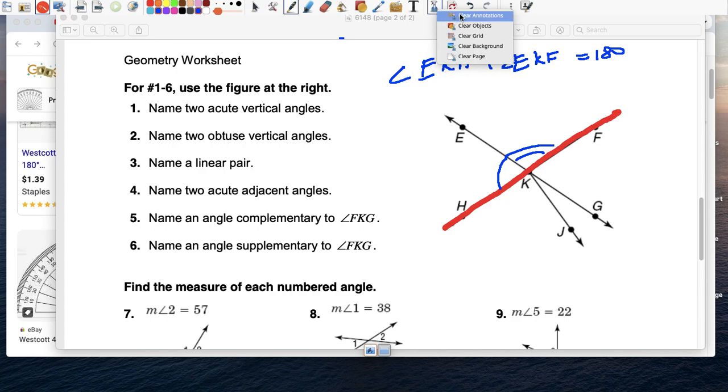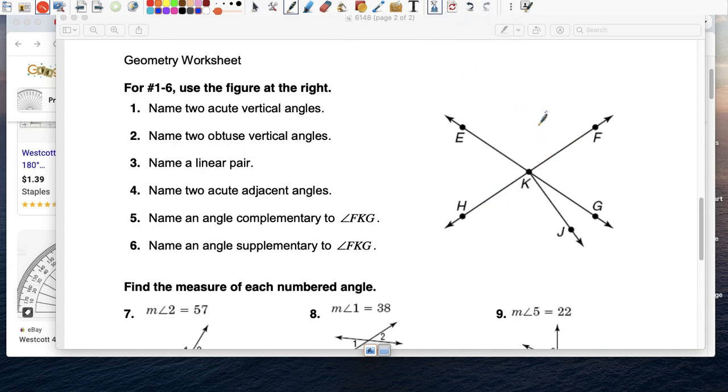Two acute adjacent angles, right? Two angles that are less than 90. Well, right here, for sure, this little angle here is less than 90, and this also looks like one less than 90. So let me name those two. The first little one is angle GKJ, and the other one is angle HKJ. Okay.